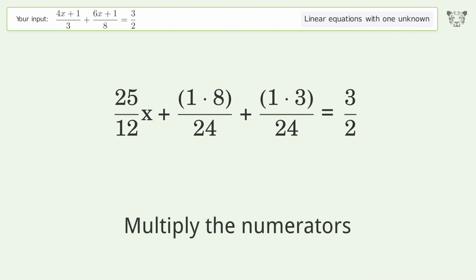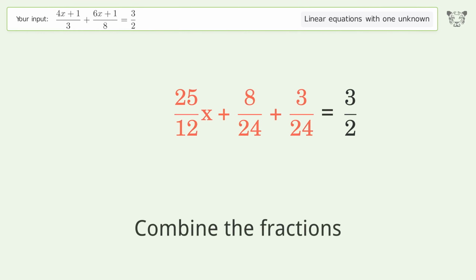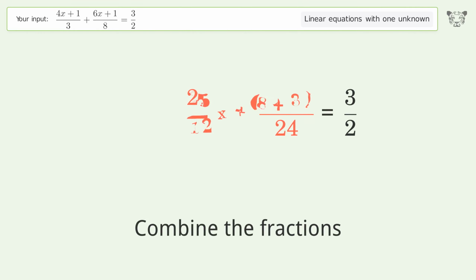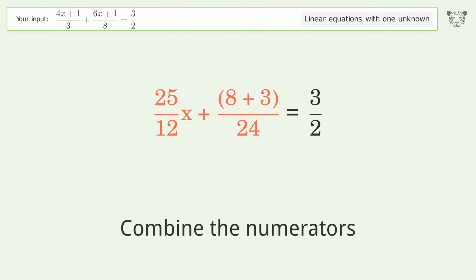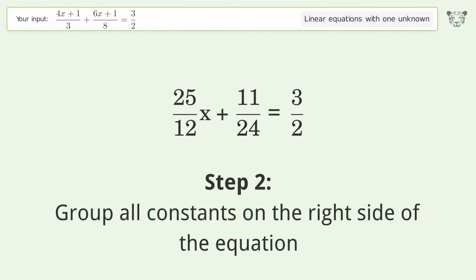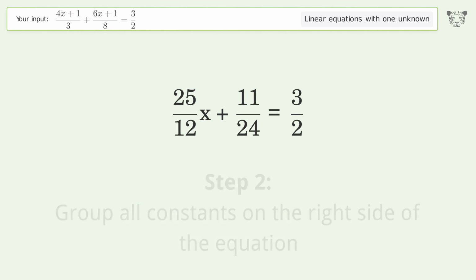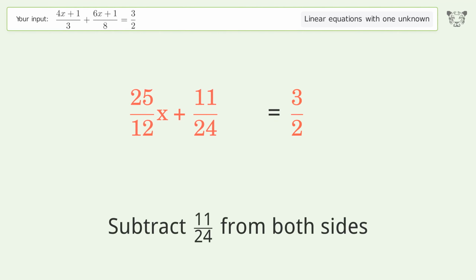Multiply the numerators. Combine the fractions. Combine the numerators. Group all constants on the right side of the equation. Subtract 11 over 24 from both sides.